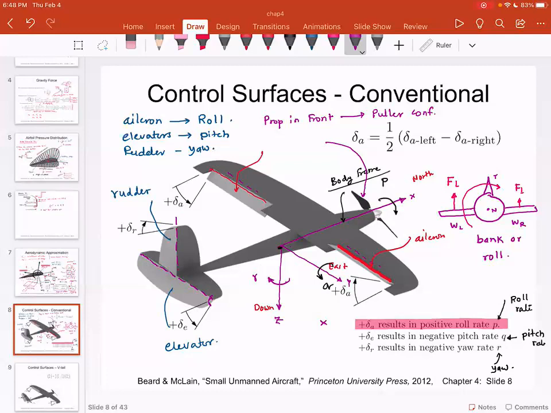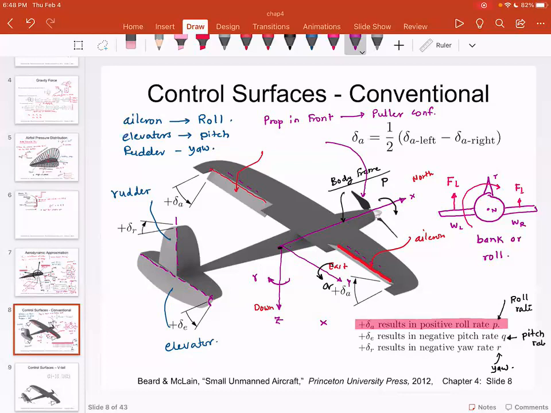For the elevator and rudder with the positive as drawn, wouldn't they rotate in the opposite direction of, oh, never mind. Okay. All right. Yeah. So to answer Alejandro's question, yes, Zaghi airplane is a pusher prop. It's a pusher configuration. And we will talk about it in that slide number 10.